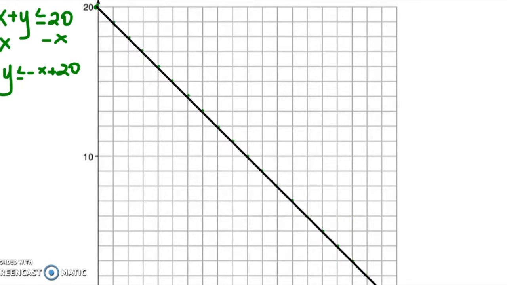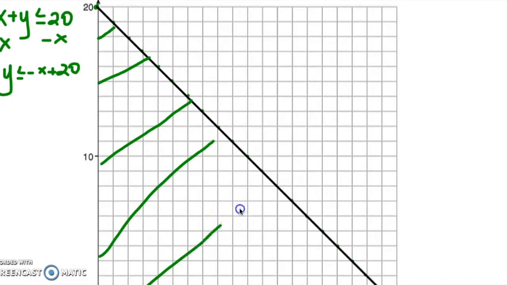Solid line because of that line underneath. And we're going to be shading it down because it's less than. Right, so I'm just shading. And let's do the next.